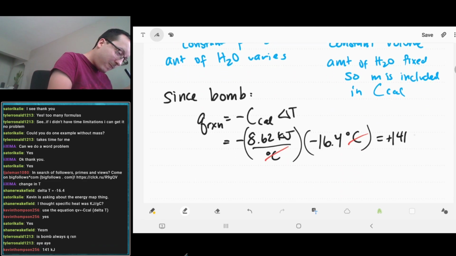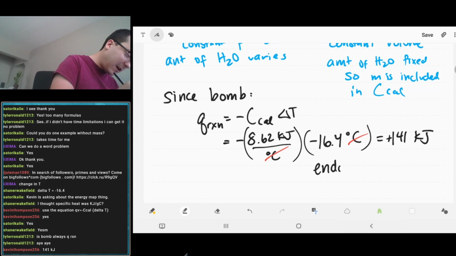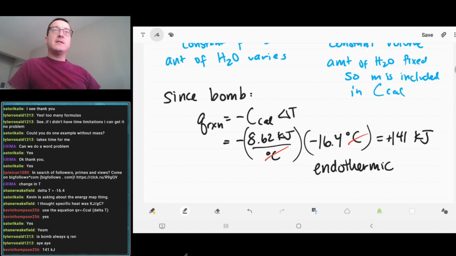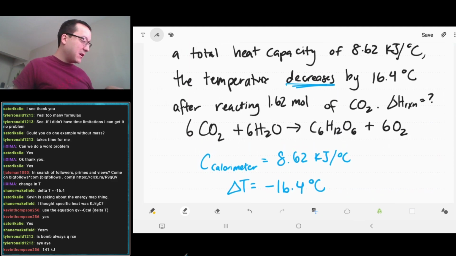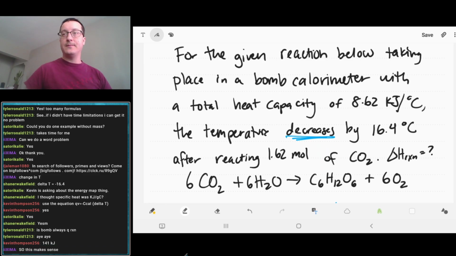So Q reaction is positive. That's endothermic, right? Looking at that, does that agree with the information we were given? Yeah, it makes sense, right? We've decreased the temperature. So the surroundings have lost temperature, which means that the reaction has absorbed heat. So again, we always want to double check to make sure that we're working it out.